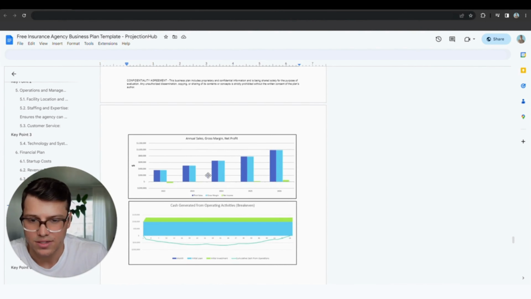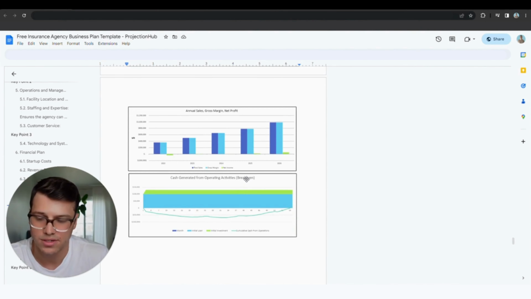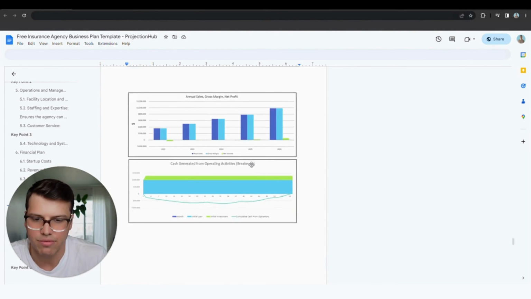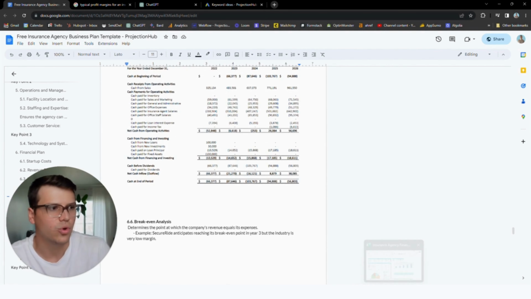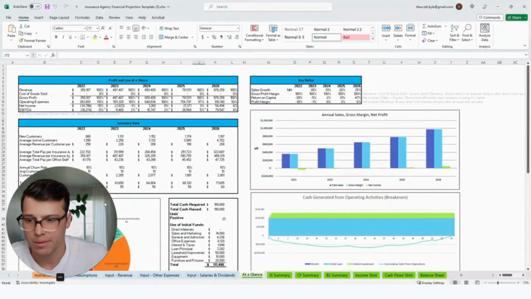You've got a break-even analysis here. Insurance businesses, especially independent ones, could be pretty marginal. So you can see that's happening in this year two, year three range. And so all of those charts and graphs were created using this template.